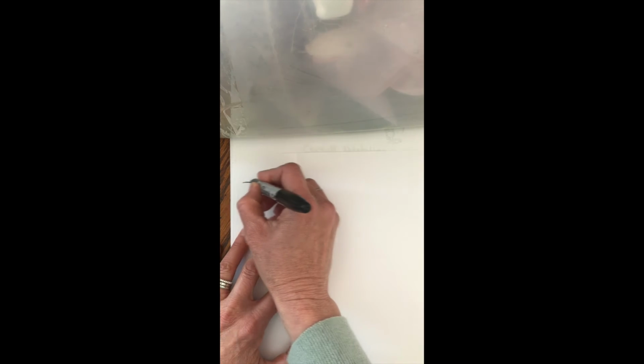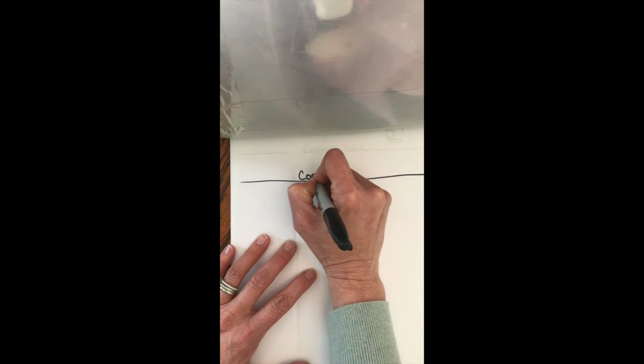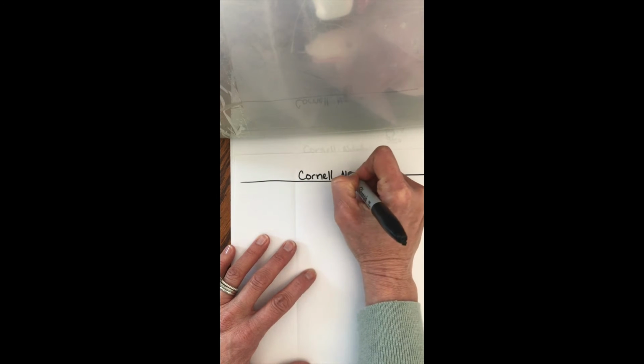You always want to title your notes. So for example, mitosis versus meiosis, political upheaval in Ghana, whatever the title of the lecture is. In this case, we're going to title it Cornell Note-Taking.